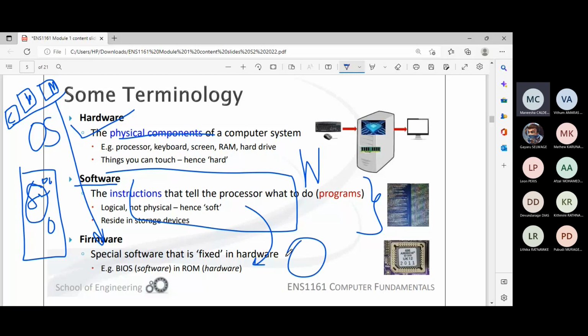I think you got the story behind software and firmware. But you'll learn about firmware again in future. At that time, I believe you will have much more knowledge than now regarding firmware. Any questions?